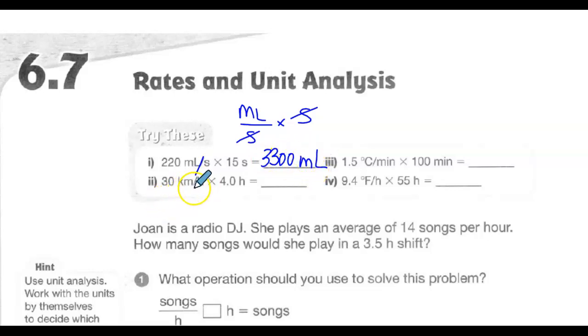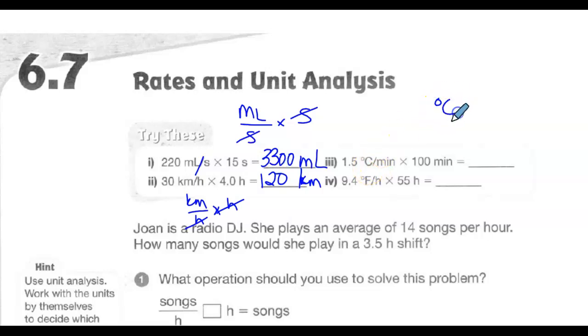Next one is kilometers per hour times hours. So that's much like driving in your car. 30 kilometers per hour would be like a school zone. So you're probably not going to do that for 4 hours, but maybe that's a boat that's going slower, right? So in any case, kilometers per hour times hours, the hours divide out. So your answer will be in kilometers. So 30 times 4 is 120.